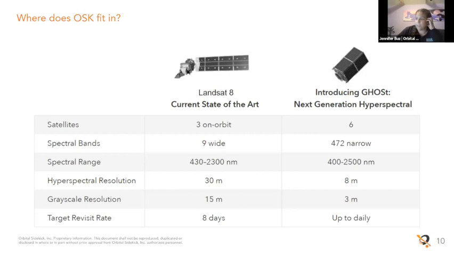So just a quick comparison between Landsat, which is current state of the art, and GHOST, which is our next generation of hyperspectral satellites. We will be launching 6, which again enables us up to daily target revisit rate. We'll have 472 narrow spectral bands, a similar wavelength range. And then here's another really key aspect to the data that we will be providing. We will be providing imagery at 8 meters per pixel resolution.